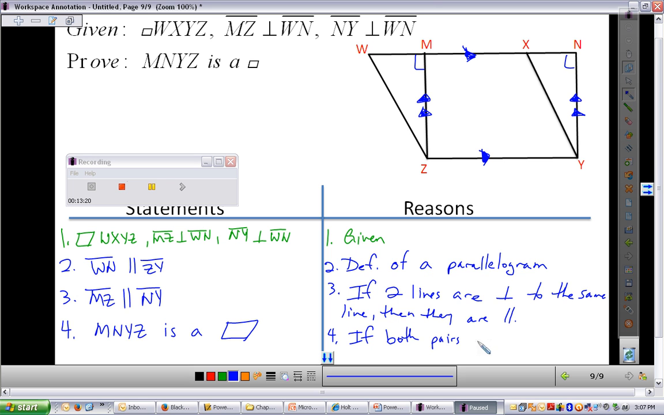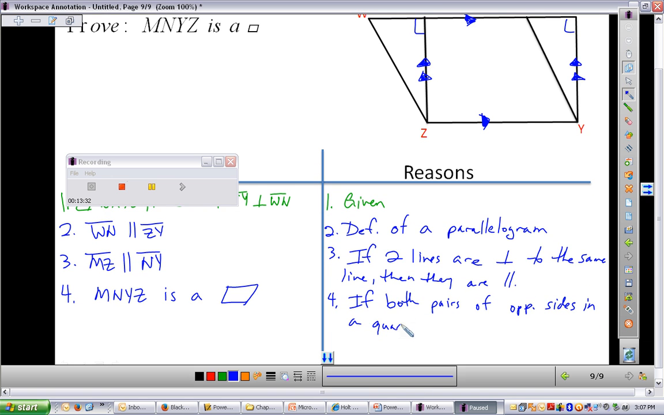If both pairs of opposite sides in a quadrilateral are parallel, a lot of abbreviating here, then it's a parallelogram. That concludes this lesson on proving things are parallelograms and finding the area of parallelograms.